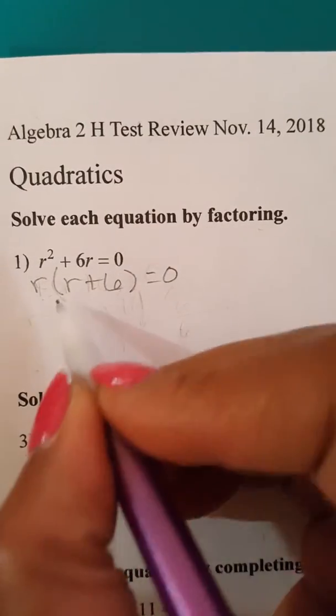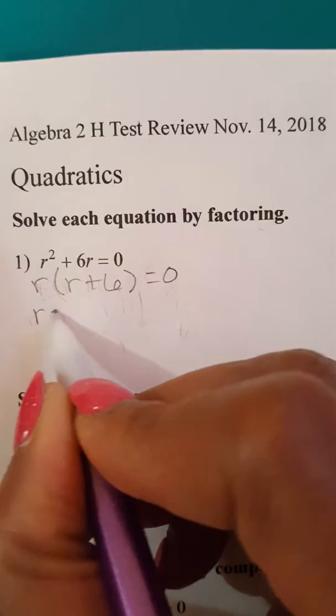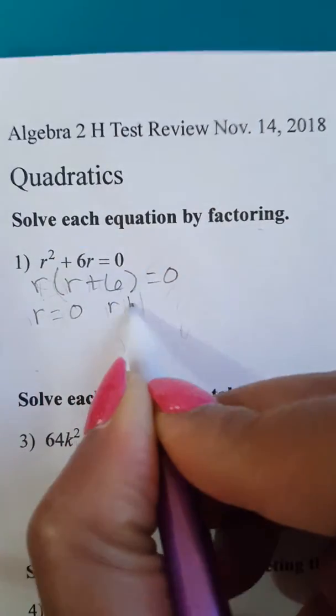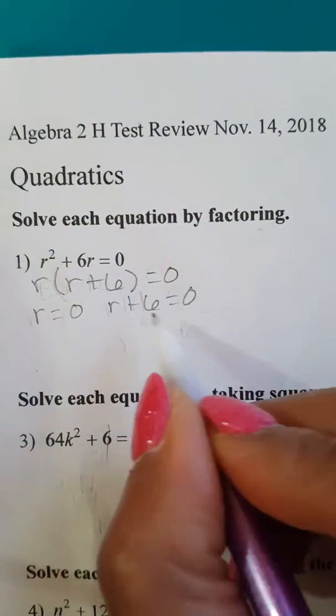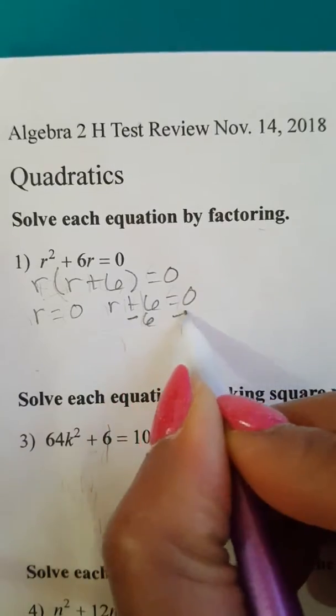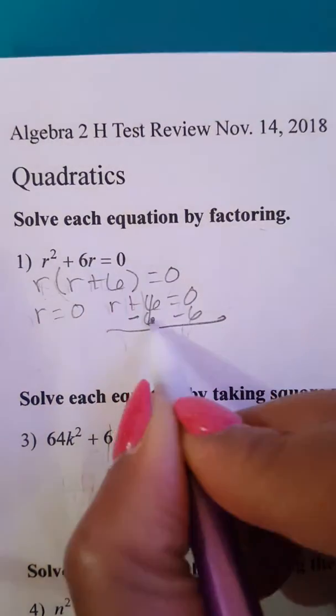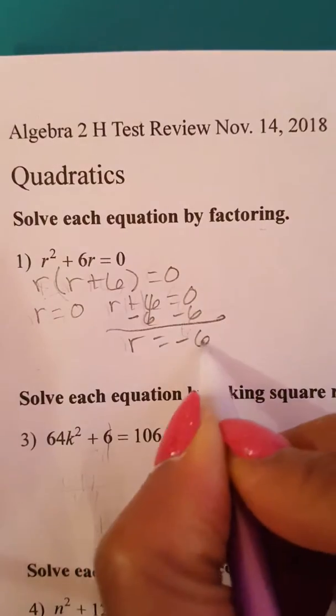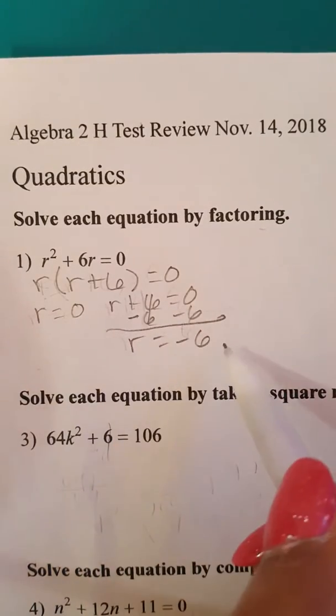And then after it is factored, you set each part equal to 0. R equals 0. R plus 6 equals 0, and solve for r. Subtract 6, r equals negative 6. So your two answers will be 0 and negative 6.